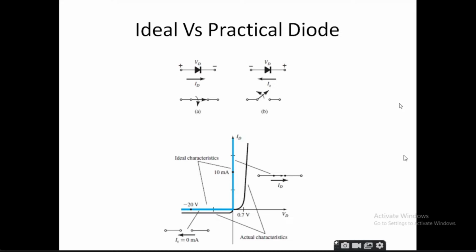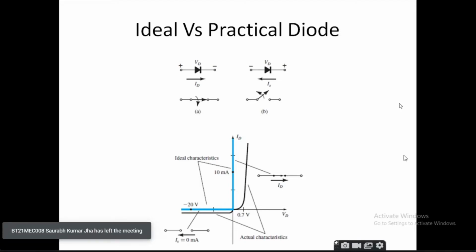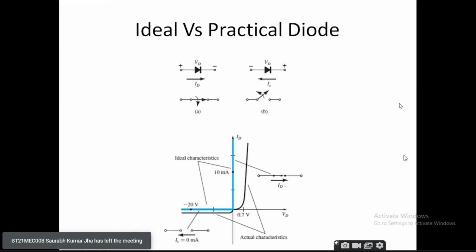So whenever I say the diode current equation, ID equals I naught e raised to V upon eta VT minus 1. That is an exact equation, which represents the characteristic of the diode very close to that of the practical characteristic.